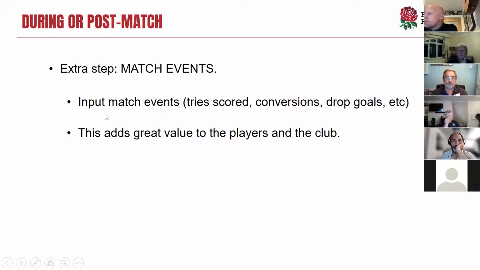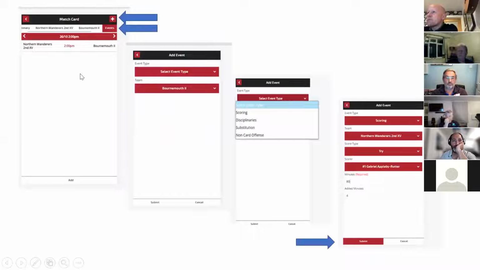So basically, this will be someone inputting the match events, so tries scored, conversions, etc. And maybe this can actually be done pitch side on the mobile version. So on the match card, if you have it on your phone, you just need to go to events, as you can see on the top left of the screen, that red button there. And then once you have that, just select event type. These are the options you get.